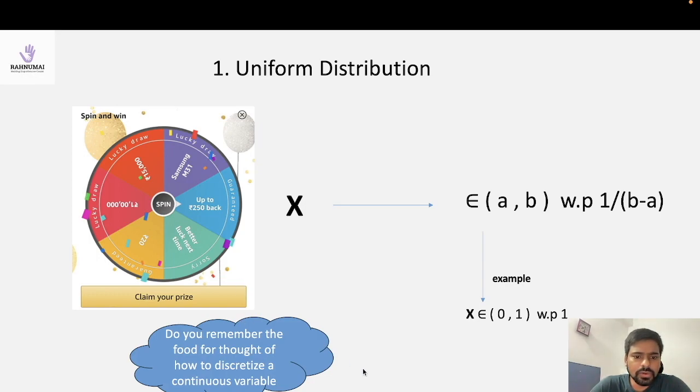Also, do you remember that in one of my first lectures I told you that you can always discretize a continuous distribution? Here is an example where you can break the continuous distribution into a discrete variable. For example, for 0 to 30 degrees I will make it a 250 back. For 30 to 60 degrees I will say, okay, you got a prize of Samsung M31, and so on. So this is a way of discretizing a continuous variable. This is one example.